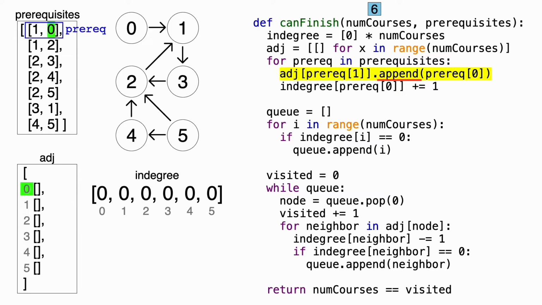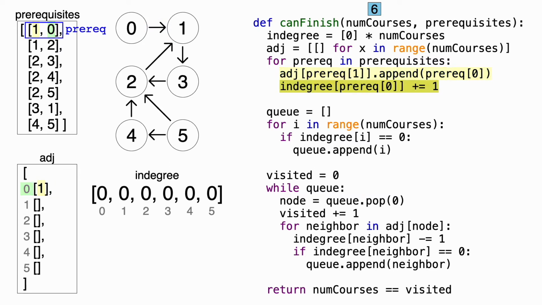We're then going to append something to that list. So first, let's find the element at index 0 of prereq, which is 1, highlighted here. So we're going to append 1 to the list at index 0 of the adjacency list, like this. What we've done here is we've represented this edge going from node 0 to 1, and that's what this means.